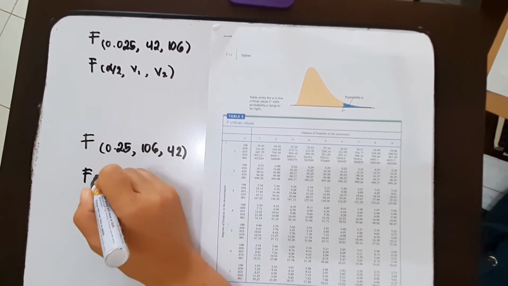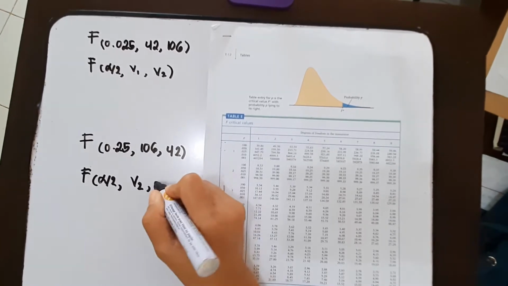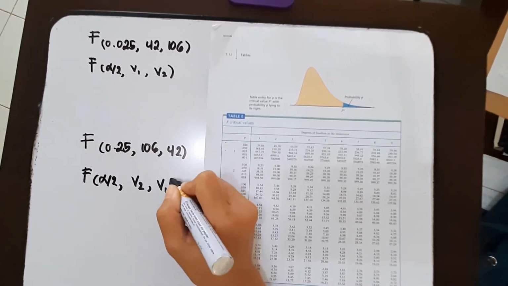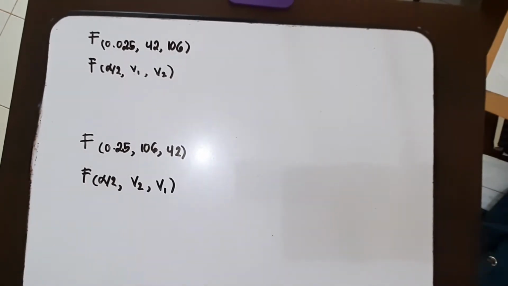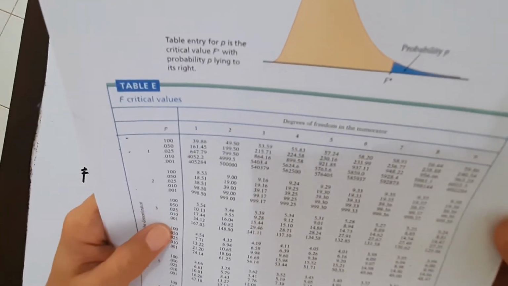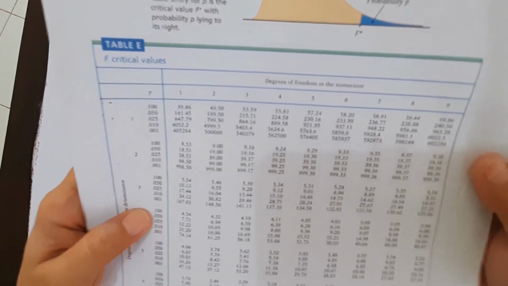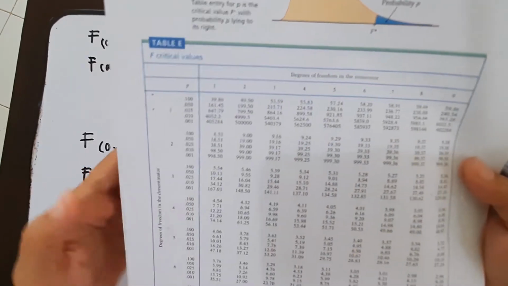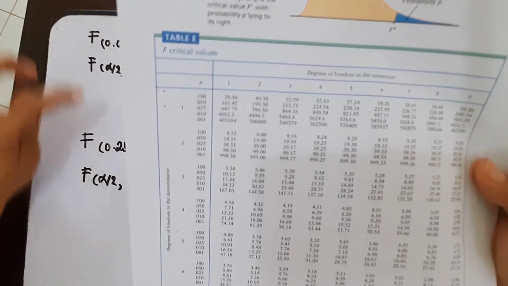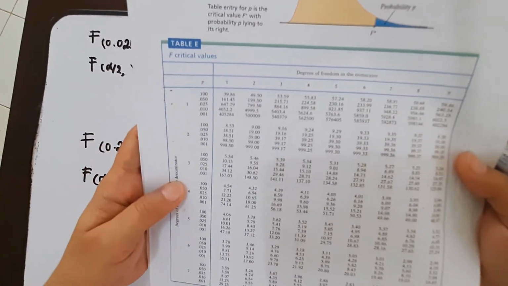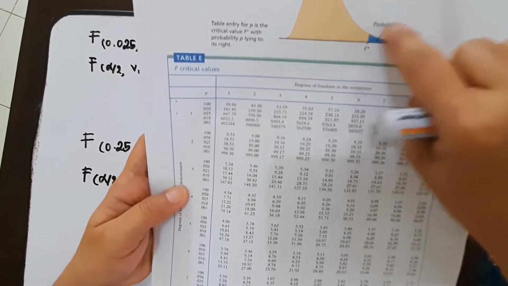And here this is alpha over 2 and then degrees of freedom of this second set of samples, degrees of freedom of the first set of samples. So we have here our F table, and we are going to find this alpha over 2, which is actually equal to the values here, the areas of this one.